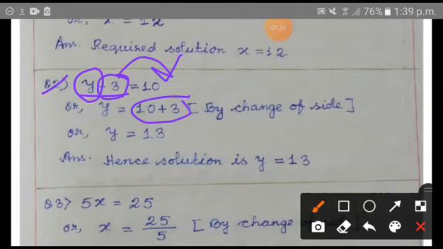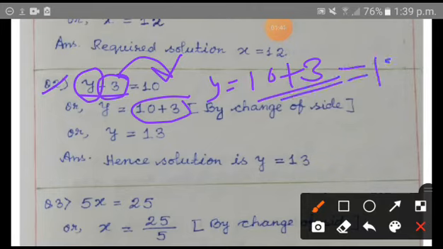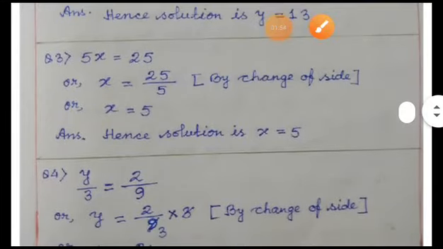So hence you are getting y equals 10 plus 3. The minus 3 will change its side and also change its sign. So 10 plus 3 means 13. So y equals 13. Hence, the required solution is y equals 13. Next one.